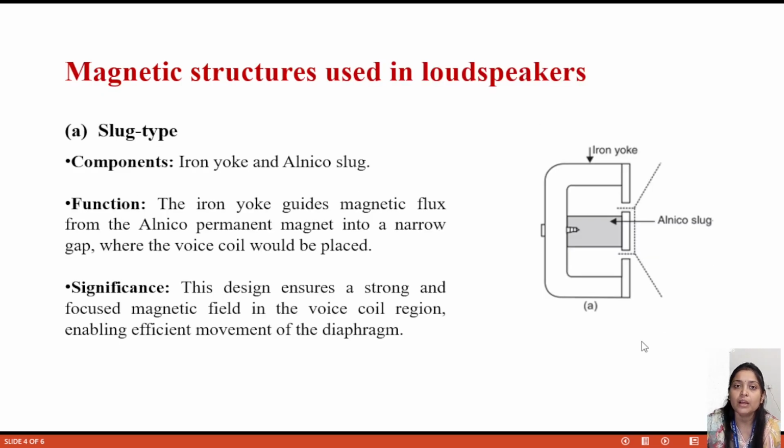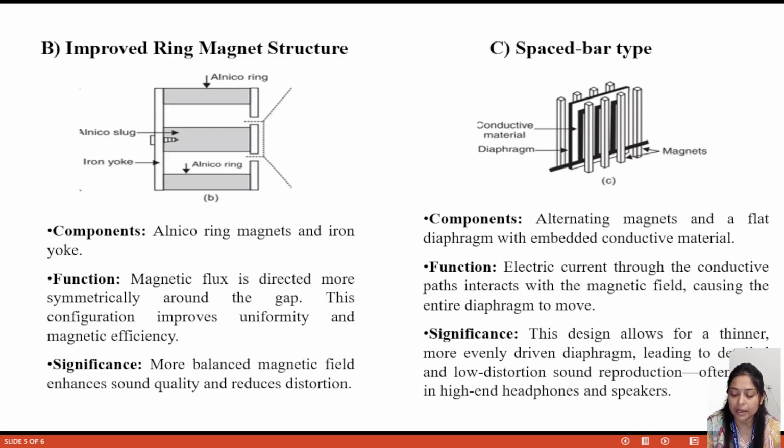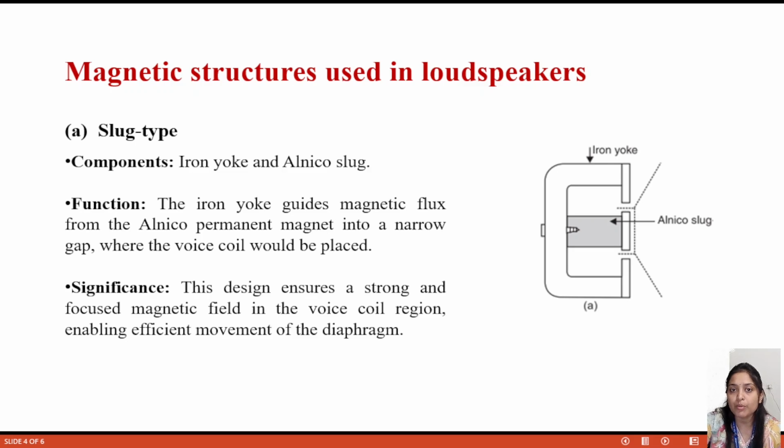Now there are basically three types of magnetic structures in the loudspeaker. One is slug type, then ring type, and also the space bar type. First of all, one by one, I am coming to the slug type. What is slug type? Slug type construction looks like this. There is an iron yoke, and inside there is a single magnet.